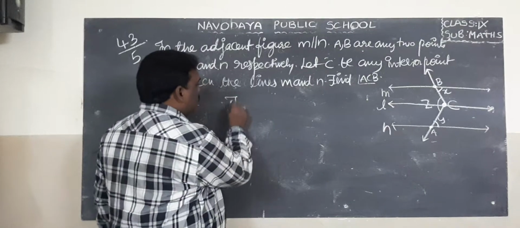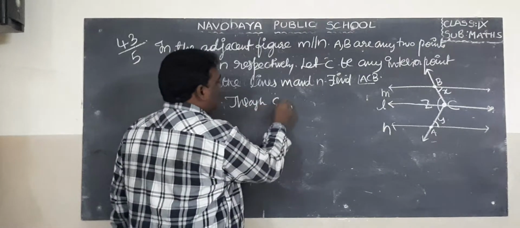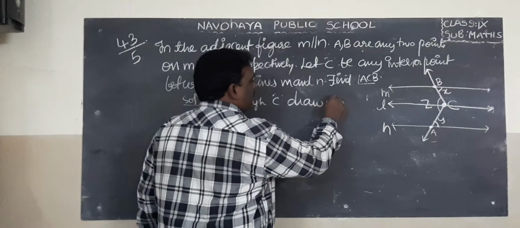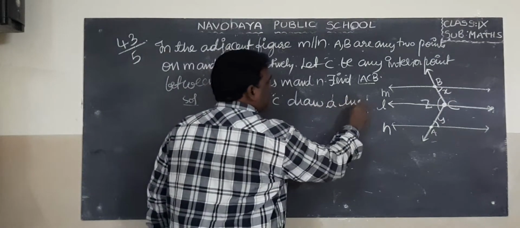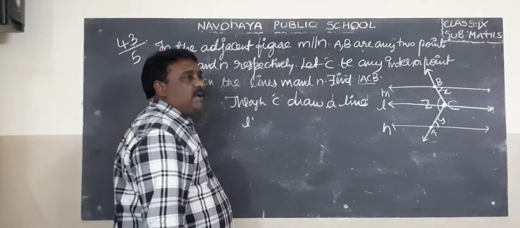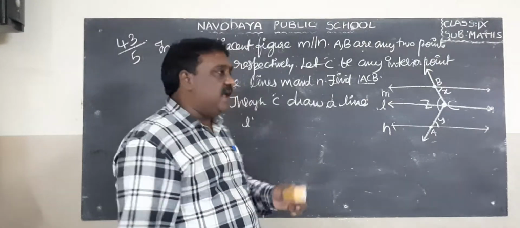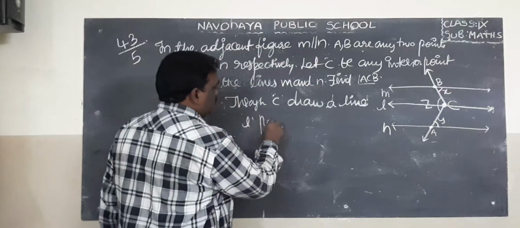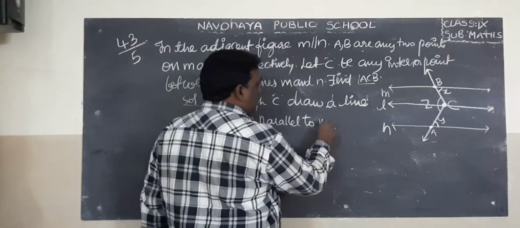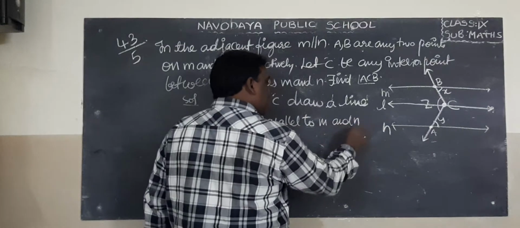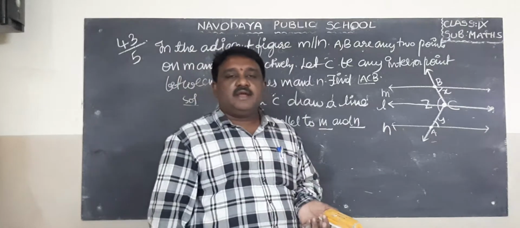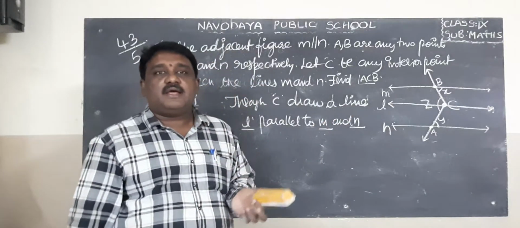So through C, draw a line, construction. Draw a line L. So by passing through C, draw a line L parallel to M and N. Okay? So through C, draw a line. It is parallel to both M and N.